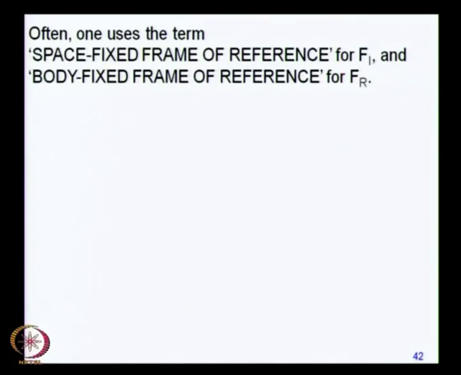So, sometimes the inertial frame is called the space fixed frame of reference, and the rotating frame is called the body fixed frame of reference. These terms are almost self explanatory, so I need not elaborate the meaning.